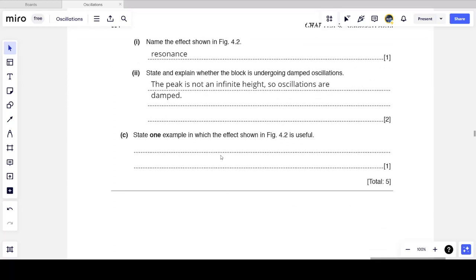And the last question says, state one example in which the effect in figure 4.2 is useful. So when is resonance useful?